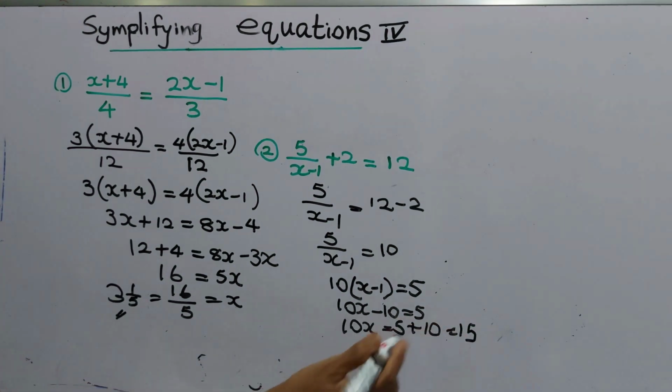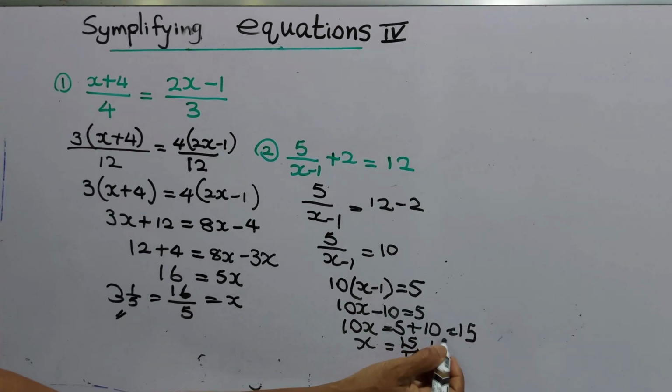10x equals 15. x equals 15 divided by 10. Yes, how many 10s are there in 15? 1. Remaining 5 under 10. We can simplify this: 5 times 2. The answer is 1 1/2.